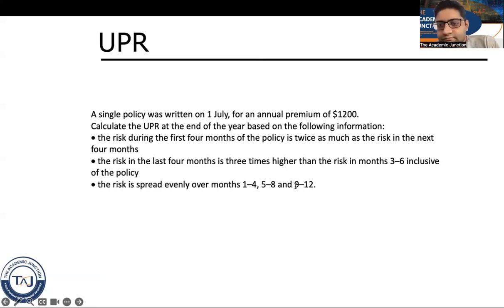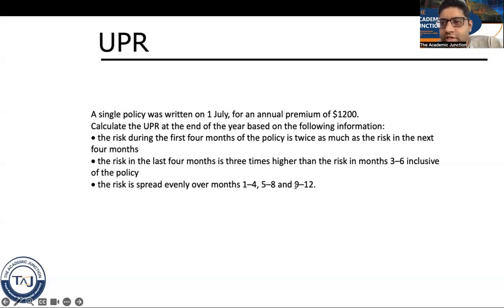Based on the second sentence, it says that the risk in the last 4 months is thrice the risk for months 3 to 6. So my total weight for months 3 to 6 would be 6, because for 3 and 4 it will be twice, and for fifth and sixth it would be 1. So the total weight for the last 4 months would be 18, which would be distributed evenly.